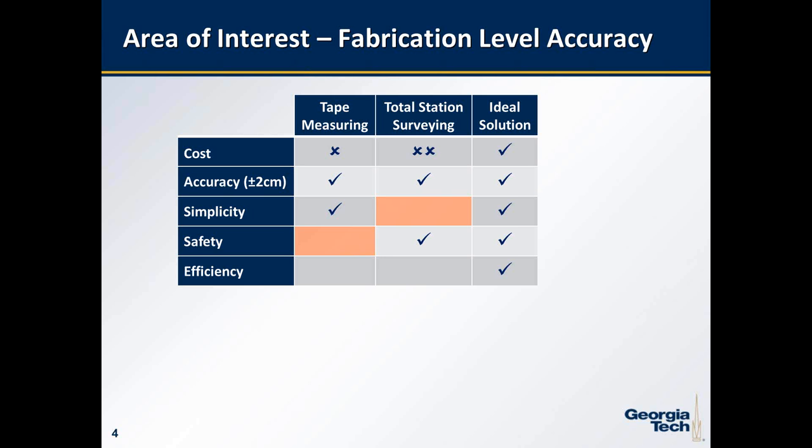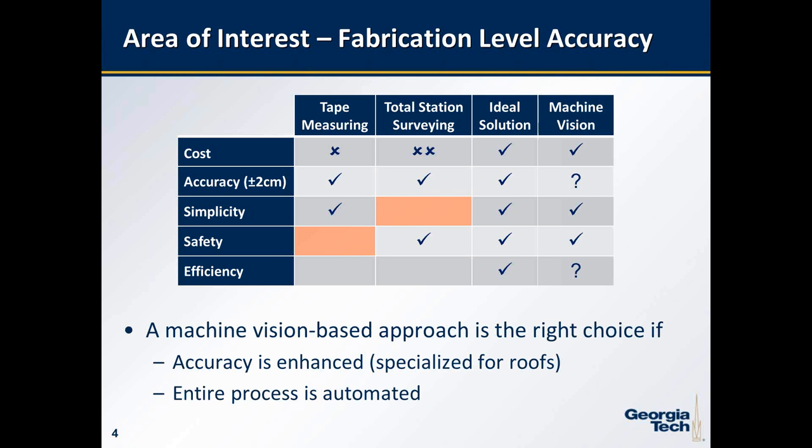So if you consider these parameters for an ideal solution, a machine vision based algorithm or method which uses videos or digital imagery in order to extract measurements has some of these ideal parameters already. It is inexpensive, it is simple, and it is safe. But what remains to be considered is first of all the accuracy of these methods, and second of all the efficiency. So a general machine vision based approach cannot provide that fabrication level accuracy. But if you provide a method that is specialized for roof structures, there is a very high chance to be able to provide that accuracy.